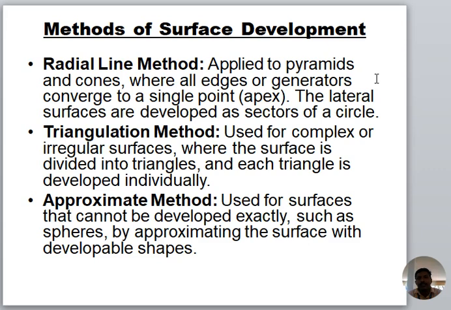The second one is the radial line method. It is applied to pyramids and cones where all edges or generators converge to a single point, it means fixed point. The lateral surfaces are developed as sectors of a circle. Then the third one is the triangulation method, used for complex or irregular surfaces where the surface is divided into triangles and each triangle is developed individually. And the last one is the approximate method, used for surfaces that cannot be developed exactly, such as spheres, by approximating the surface with developable shapes.